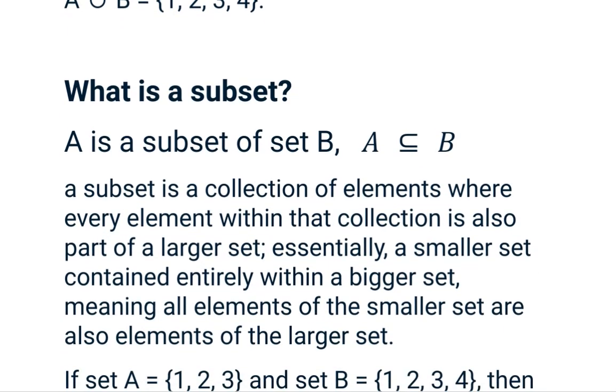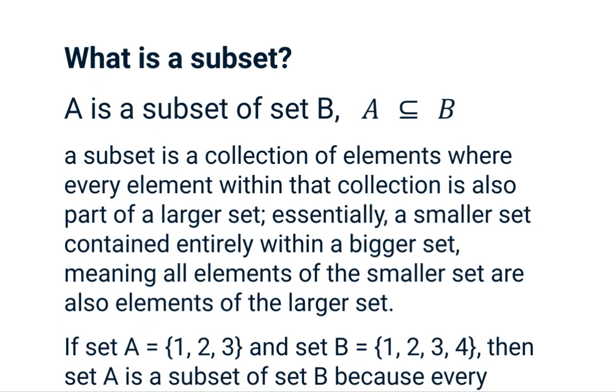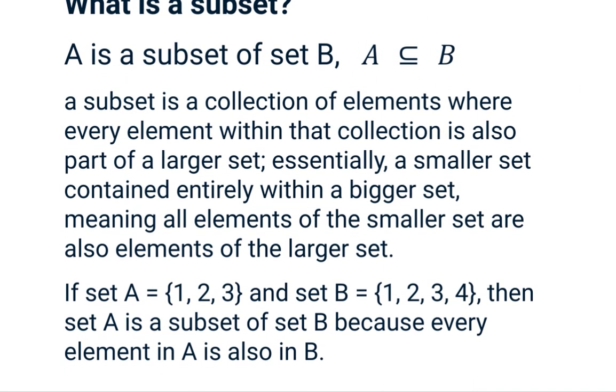Okay, what is a subset? Well, it's exactly like it sounds, right? So A is a subset of B, as in if A is 1, 2, 3 and set B is 1, 2, 3, 4, then you see that this is a piece of that. So A is a subset of B because every element in A is also in B. That's logical.